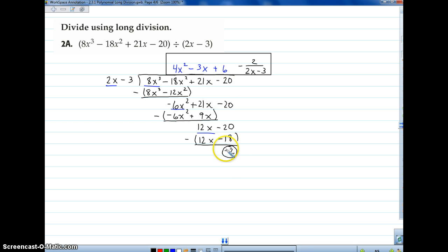And then once you see your remainder down here, if you got -2 for your remainder, just make sure you wrote it correctly. That you keep the -2 in the numerator, and then the divisor, or what you're dividing by, is your dividend up here, the 2x minus 3. Okay.